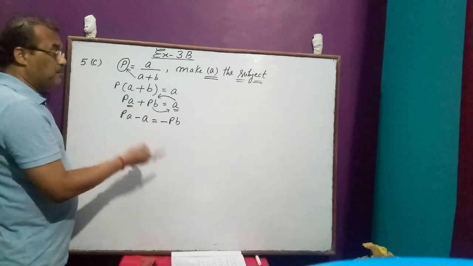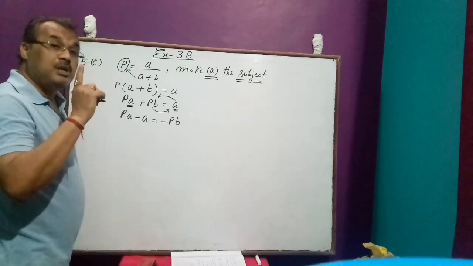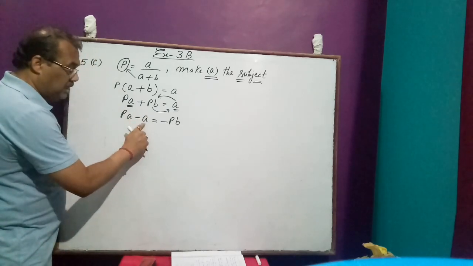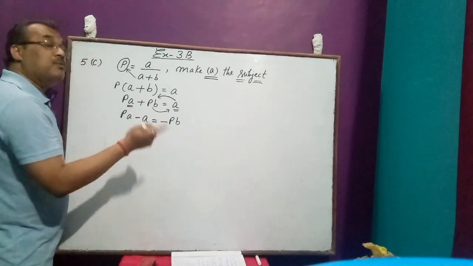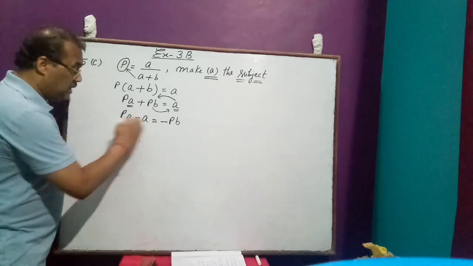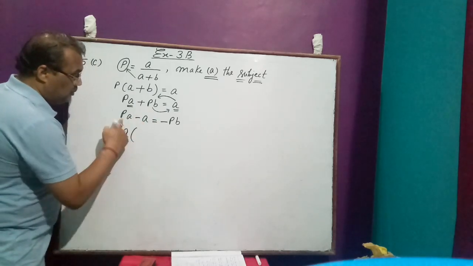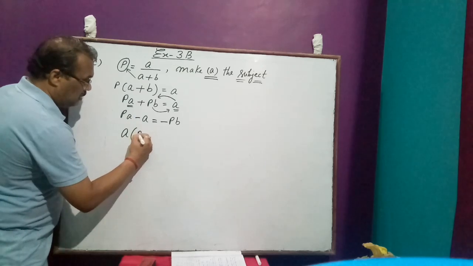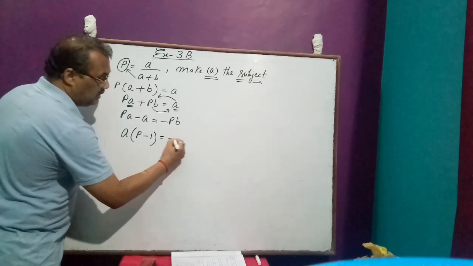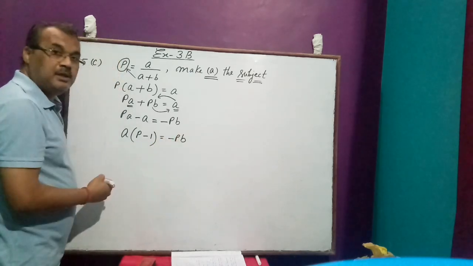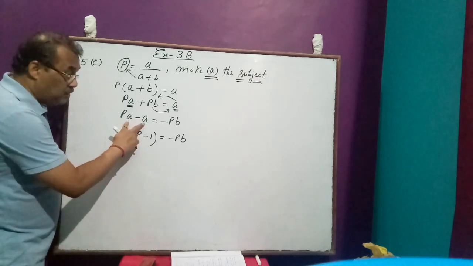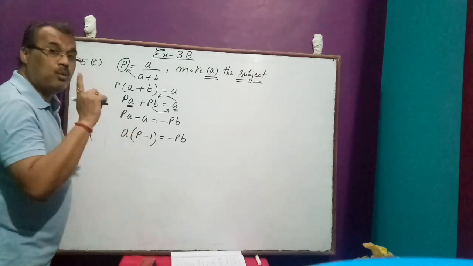Now at two places we have A. We have to make A the subject, so we need only one A. We don't need two A's. We have to change this in such a way that we get only one A. So how to do it? We will take A common. When we take A common, what is left here? P minus 1 is left here, and here minus PB. Clear? Now we had two places, now we have only one A.